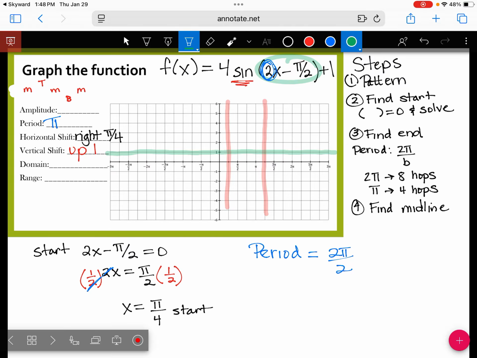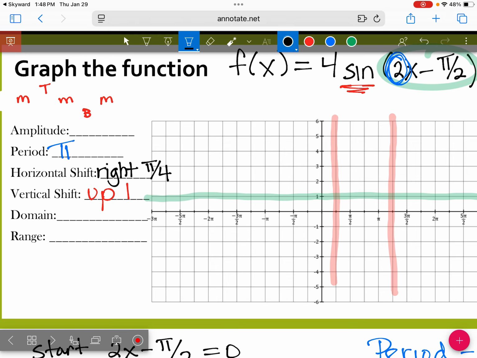All right, so I'm going to go ahead and fill in the amplitude. What's the amplitude in my domain? Yep, negative infinity to infinity. All right, so now that we have all this down, we're ready to get started. Whenever I say middle, you can think of middle as the midline. That's what that means. Sine starts at my midline, which is where I put my green line.